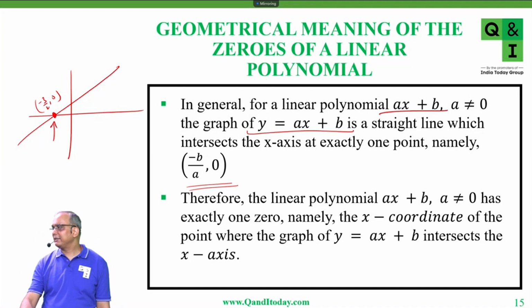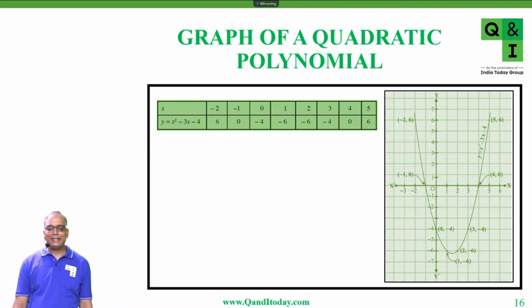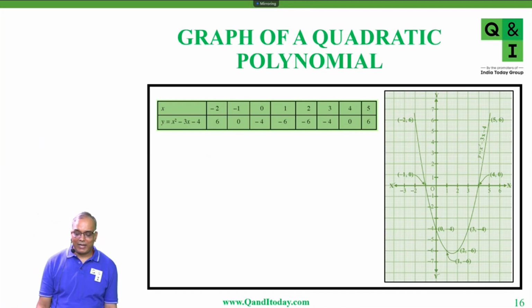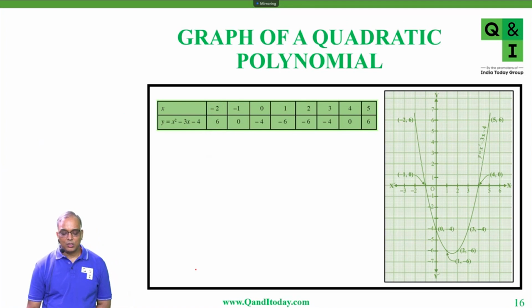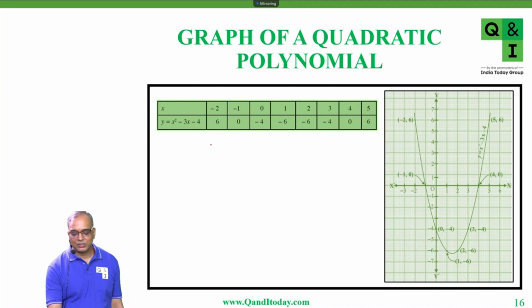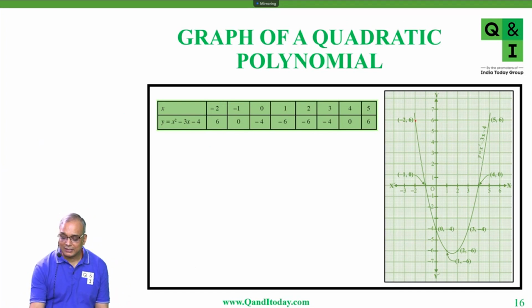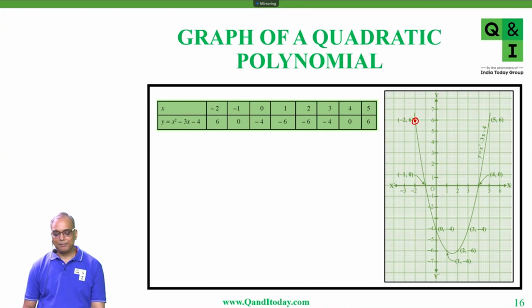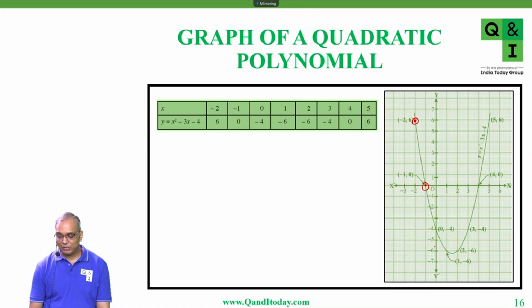Now let's go ahead and understand the graph of a quadratic polynomial. When you plot the points for y is equal to x square minus 3x minus 4: when you put x is equal to minus 2, you will have 4 plus 6, 10 minus 4, which gives you 6. So minus 2 comma 6 is the first point. At x is equal to minus 1, the value is 1 plus 3, 4 minus 4, is 0. Similarly, at x is equal to 0, this is the point 0 comma minus 4.